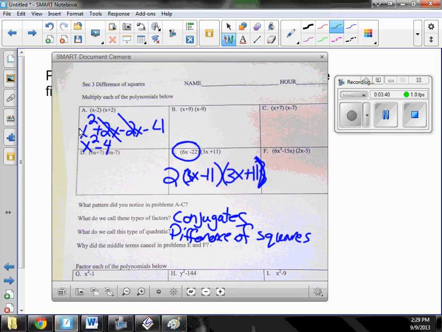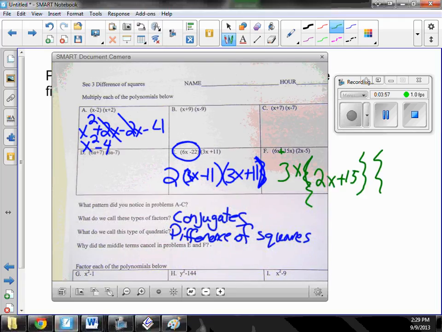What about letter F? And that's supposed to be a plus. I can take a 3 and an x out. And then I'm left with 2x plus 15, and then 2x, 5. And then 2x minus 5. My nifty parentheses don't have a soundtrack, though.